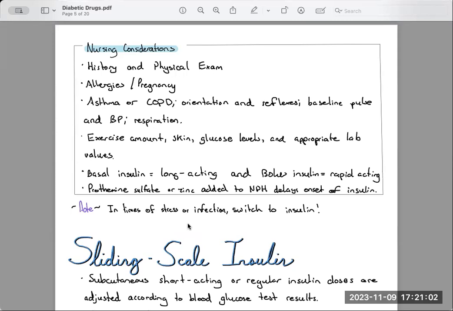We also want to look at things like their blood pressure and all of that. Why? Because if they're also taking beta blockers and things like that, their blood pressure can be affected. Respirations, because if their sugar gets so high, they can go into something like I said before, DKA, which causes something called Kussmaul respirations, which are like really, really slowed.